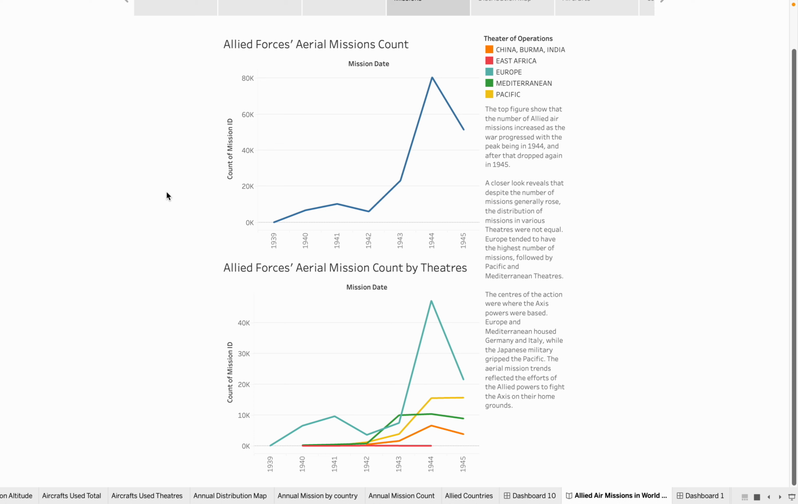Europe tended to have the highest number of missions, that is followed by the Pacific and Mediterranean theaters. This is because the centers of the action were where the Axis powers were based. Europe had Germany and Italy, so there were more missions in mainland Europe. And the Pacific is where Japan is based. So it explains why the distribution of the missions are not equal.